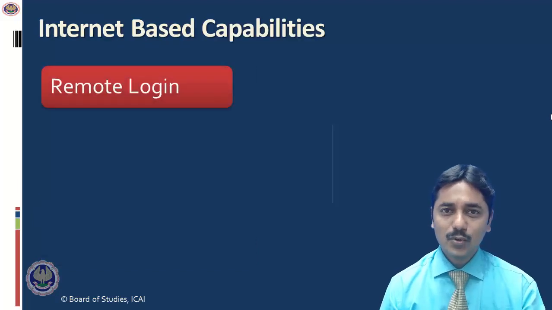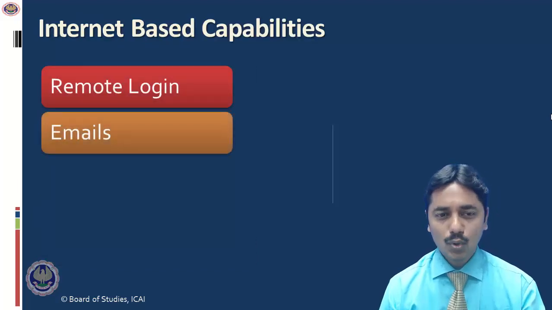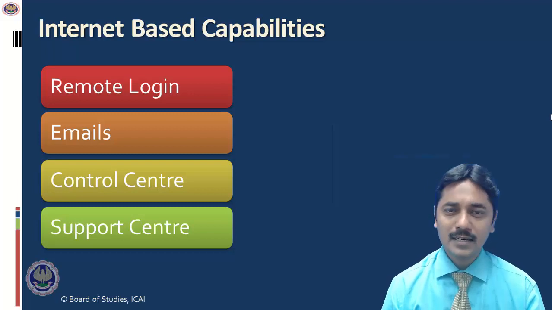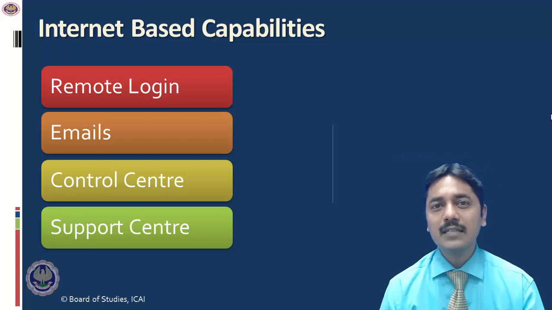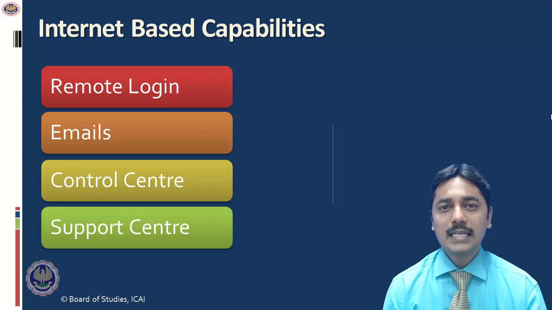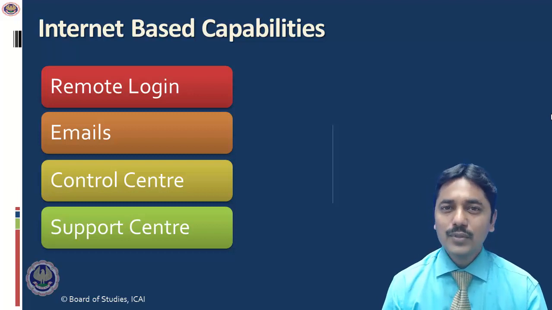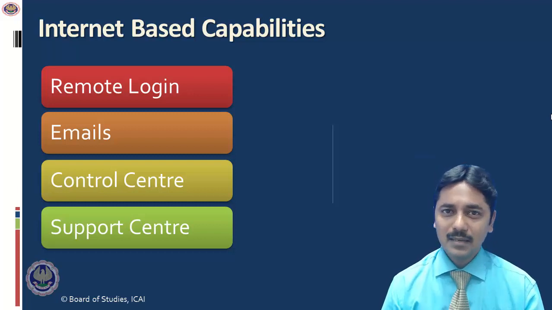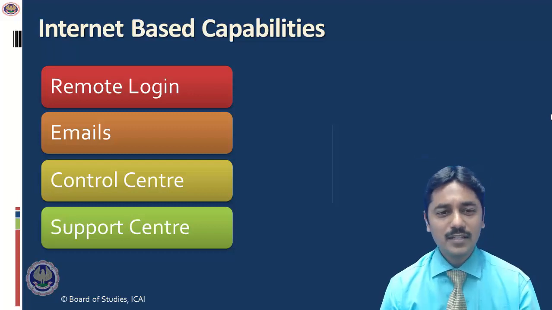Then we discussed internet-based capabilities: remote login, emails, control center and support center. Remote login is a feature provided by Tally where you can access the data remotely, and data stored anywhere in the world can be accessed from anywhere in the world. For example, you are sitting in Mumbai and your data is stored in Delhi, you can access it very easily, and you need not have a valid license at one location. You need a valid license at only one place, and the other place may not have a valid Tally license, but only an internet connection is required. You can definitely use remote login.